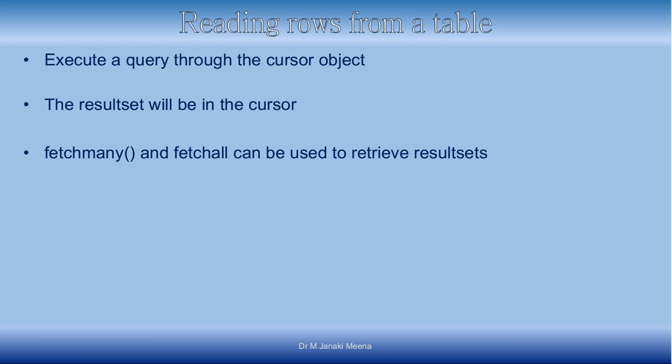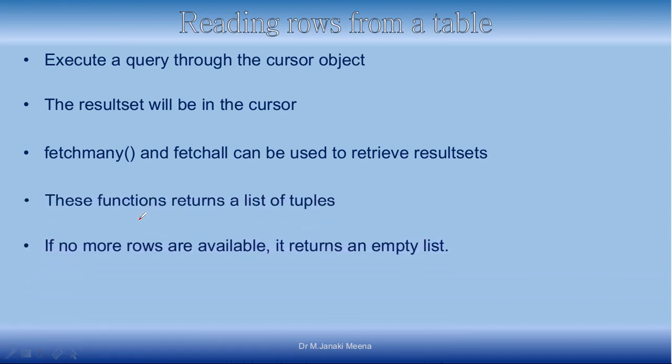There are commands like fetchmany, fetchall, and fetchone. Fetchone helps retrieve the rows one by one. Fetchall retrieves all the rows, and with fetchmany you can specify how many rows are required. These functions help retrieve the data from the result set. They return a list of tuples, and if no rows are available, they return an empty list.